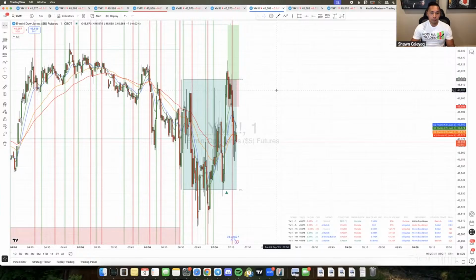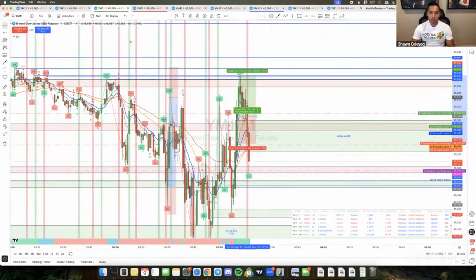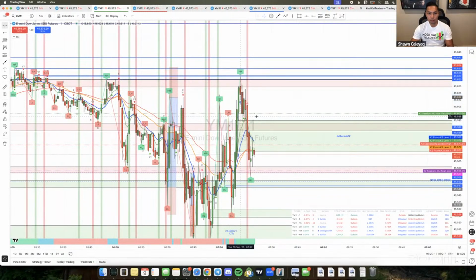All right, let's get out of this range, guys. Hopefully we get out of this range. If we don't get out of this range, I'm not really looking to take trades right down this middle point. Let me clean up the chart a little bit, take off this imbalance. The imbalance has now been invalidated.